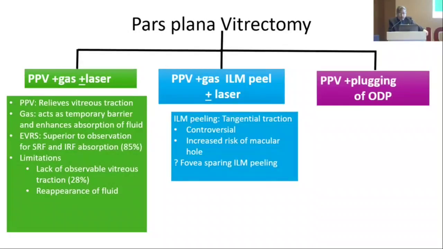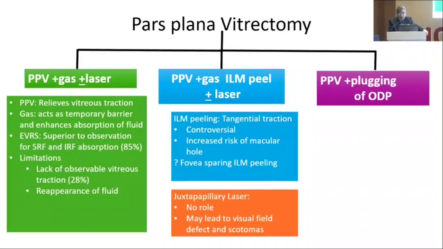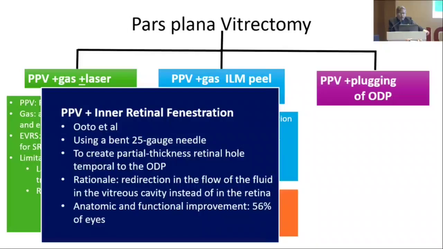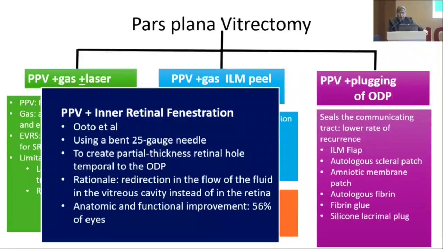ILM peeling, as we used to do earlier, but no. Plugging is very important. Some people are trying inner retinal fenestrations and have shown results, but it is very difficult to do, and because of the surgical risk and involvement we are not doing it. In plugging, one of the sources is the communication. So various methods have been tried: ILM flap, autologous scleral flaps, amniotic membrane, autologous fibrin glue, and Hassan et al. have used a silicone lacrimal plug.